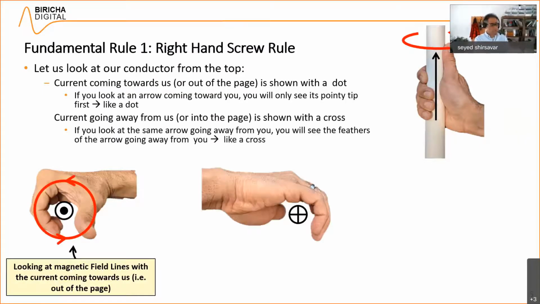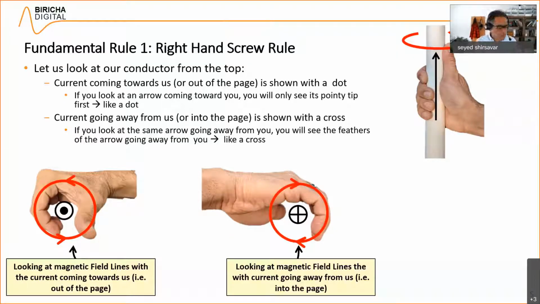On the other hand, if I hold the thing in the opposite direction, my hand is like so. We represent that with a cross, like an arrow that is going away from you, and you just see the feathers at the back of the arrow. That's the cross. The arrow coming towards you is the pointy bit coming towards you. Again, the fingers show the direction of the magnetic field lines, and you get these two. Okay, so we've done all of this before.